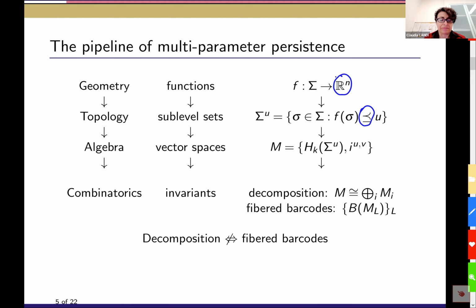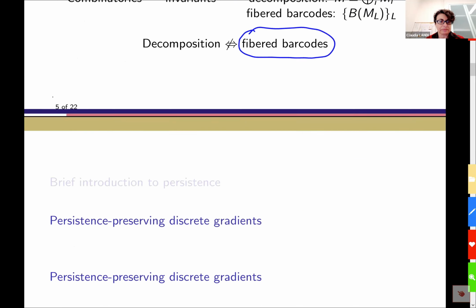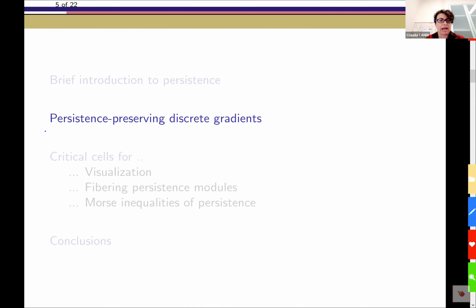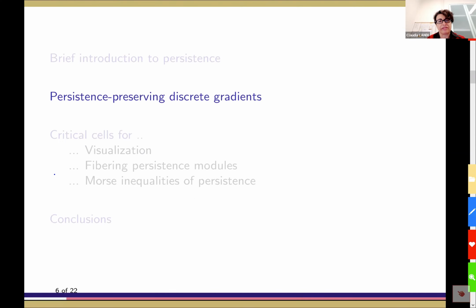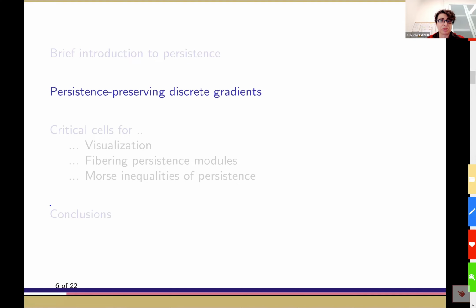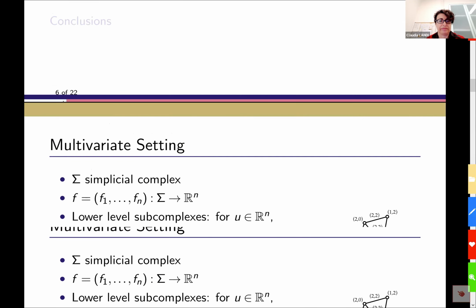But I will focus on this side of the story, because I think it is possible in this case to put multi-parameter persistence in connection with discrete Morse theory. So to do so, we need to define discrete gradients, and in particular persistence preserving discrete gradients.